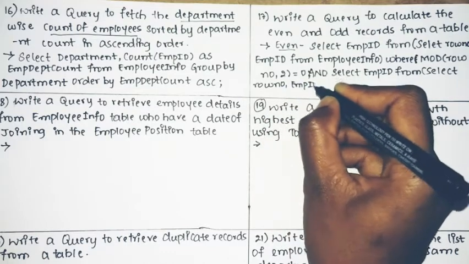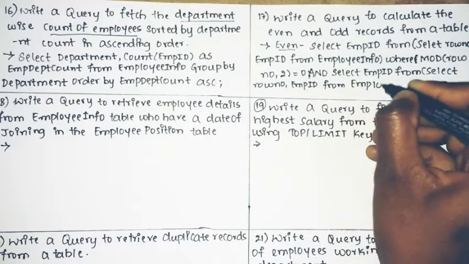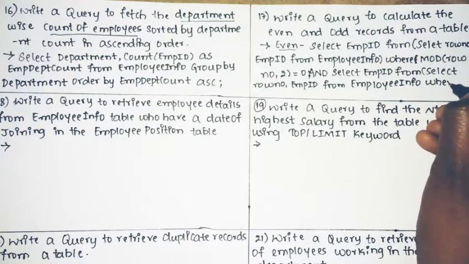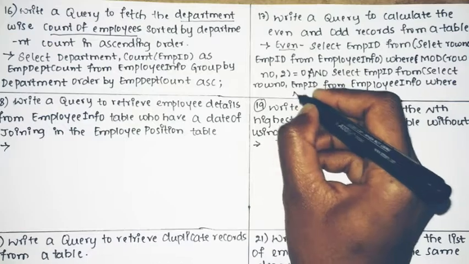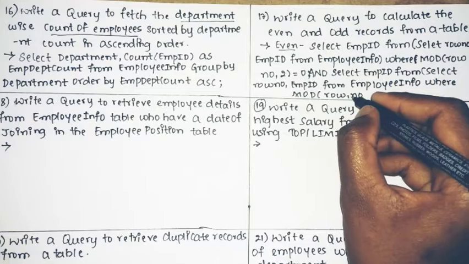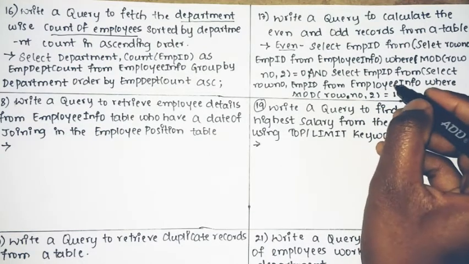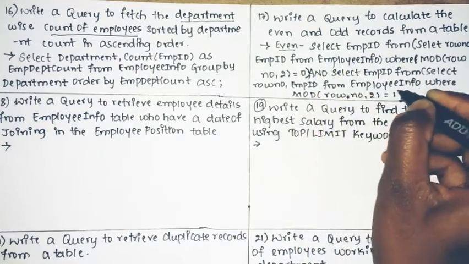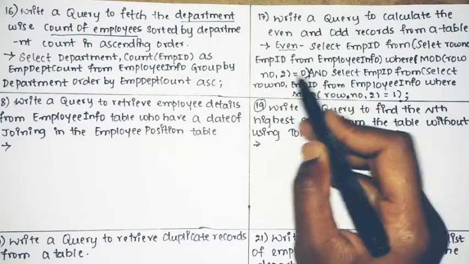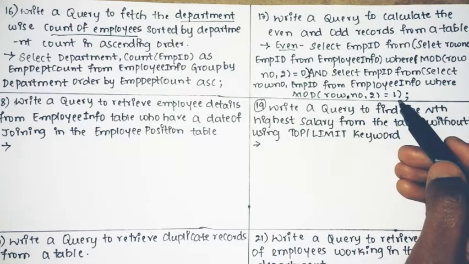So from row number, comma, employee ID. Similarly from the name of the table, so from employee info, where mod of row number comma 2 should be equal to 1. If it is equal to 0, you can say you are calculating the even records, and if it is equal to 1, you can say you are calculating the odd records.